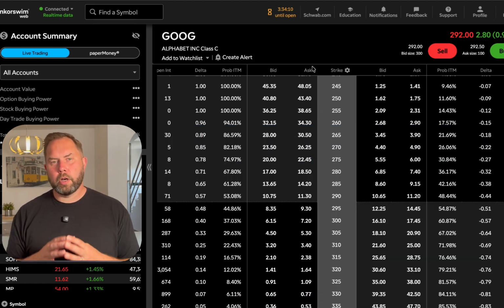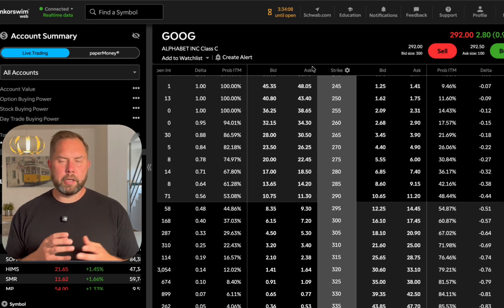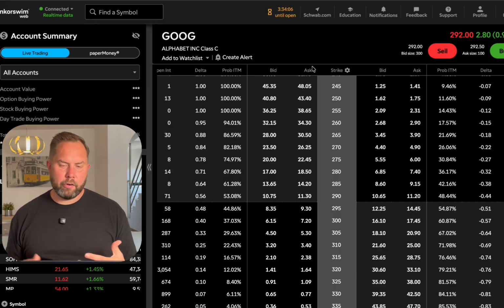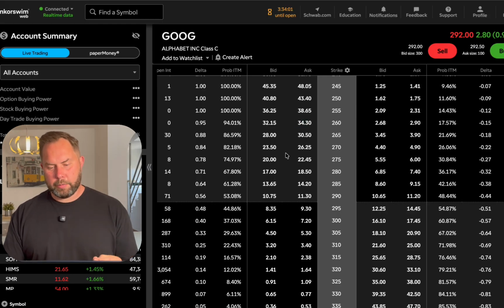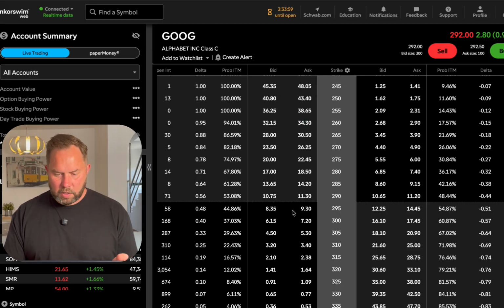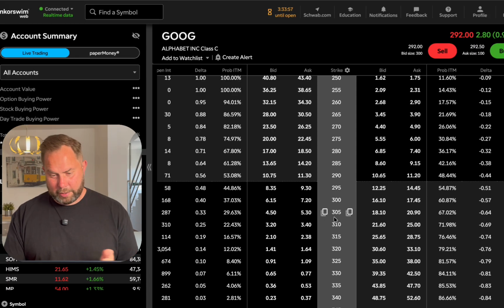Lastly, covered call. If you own 100 shares of Google and you think Google is going to be boring, it's going to be flat, or maybe it's going to go down a little bit in the next month, you can sell an option, which is called a covered call. So now you're probably looking in the money, unless you really think it's going to fall a lot.